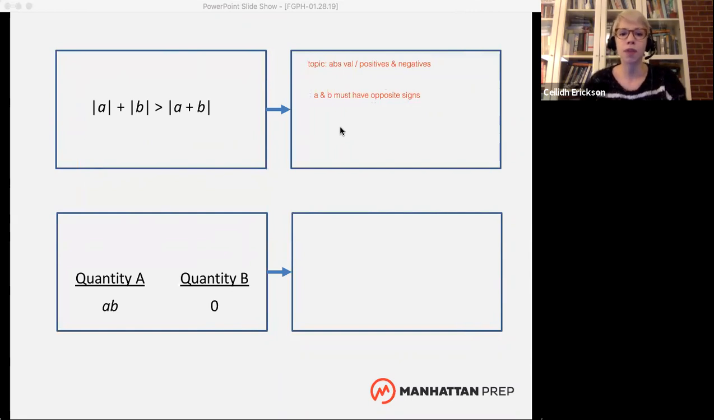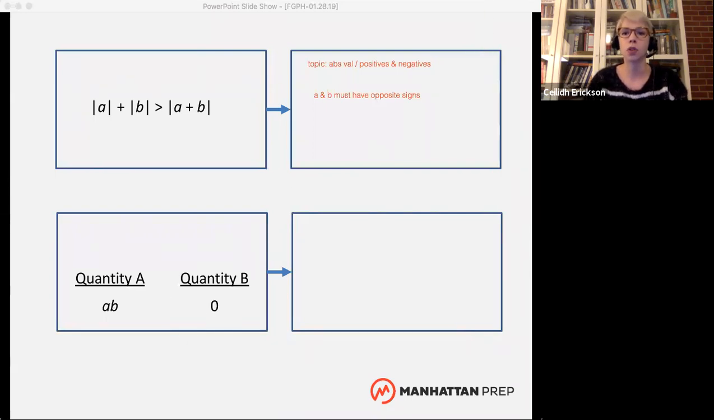Is everyone with me on that? Does it make sense why they have to have opposite signs? Because then these would be counteracting each other, whereas these would be pulling the same direction. But let's look down here at quantity A and quantity B.